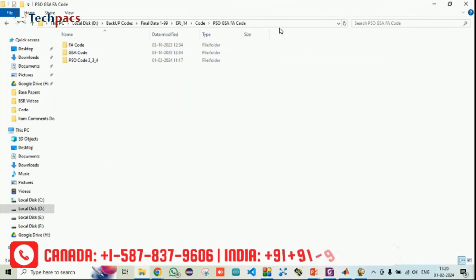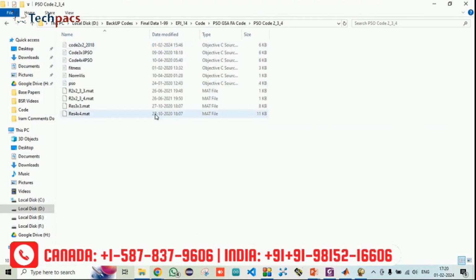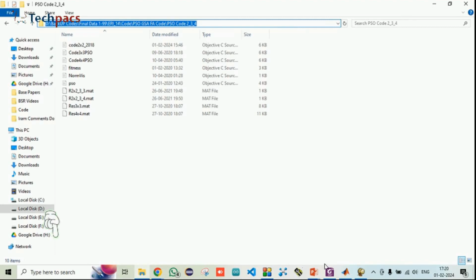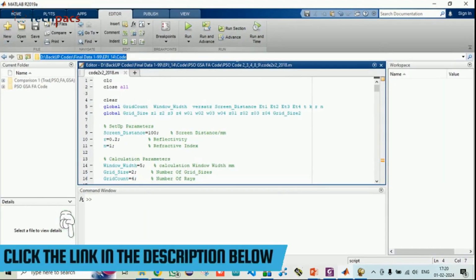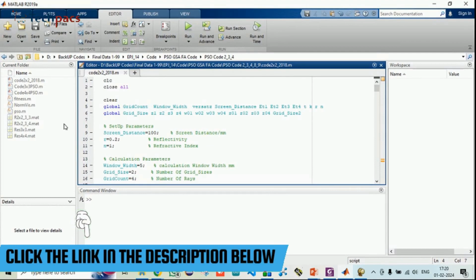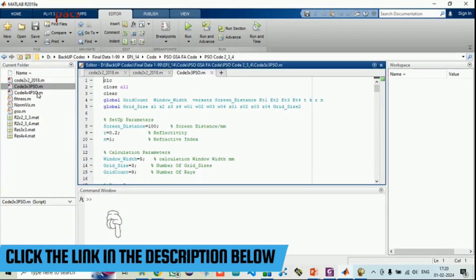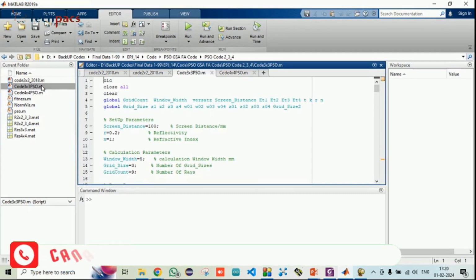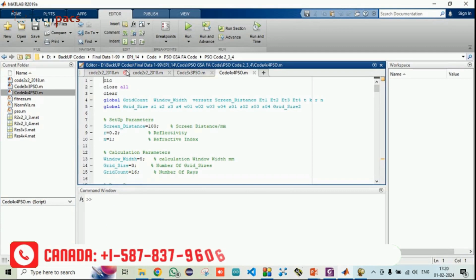In order to run the code, for example, if you want to run the PSO code, it has all the files with it. You just need to copy this path, go to MATLAB, paste it here with Control V and press enter. You can see you are getting the files over here. These are the 3 files that you need to run. First is for the combination of 2x2, second is for 3x3, and last one is for 4x4.